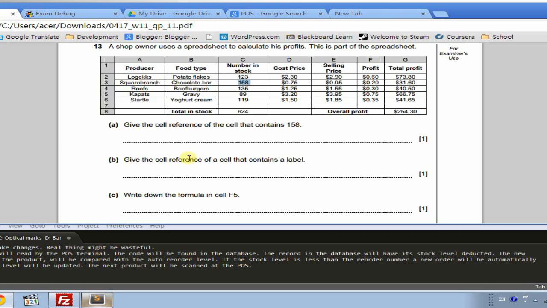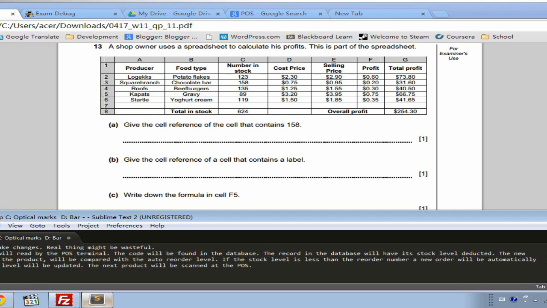Give the cell reference of a cell that contains a label. So label effectively means some kind of text. So any of these cells that doesn't contain a numerical value, we could pick any one. So let's just say for this time round, we would say, okay, easy one, A1. So A1 contains producer, which is text, but we could also have any of these really. So any of these, but not the numbers.